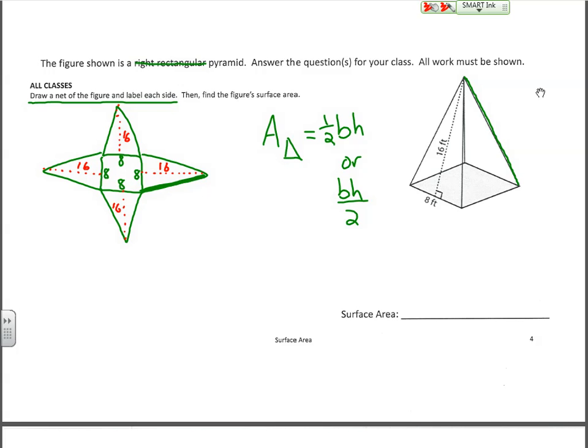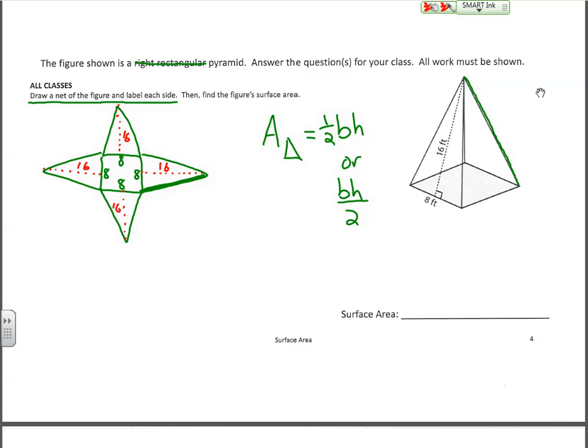Okay? So there's your net with sides labeled. Your job now is to calculate the surface area. What's the area of all of those surfaces together? That 1 square and 4 triangles. Good? Okay. Anything else with this one?